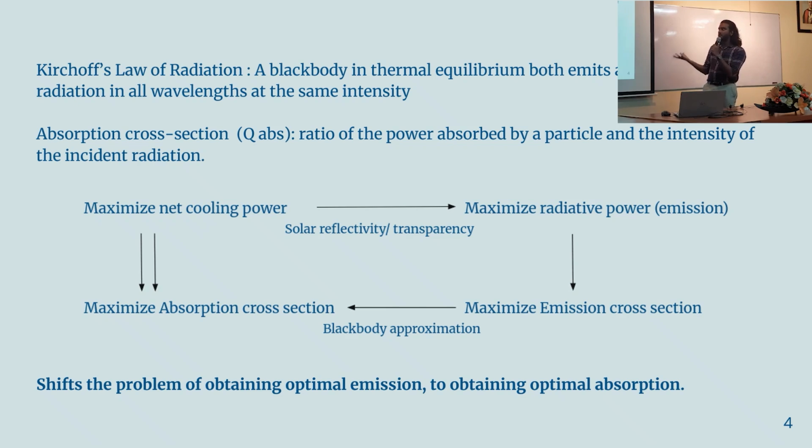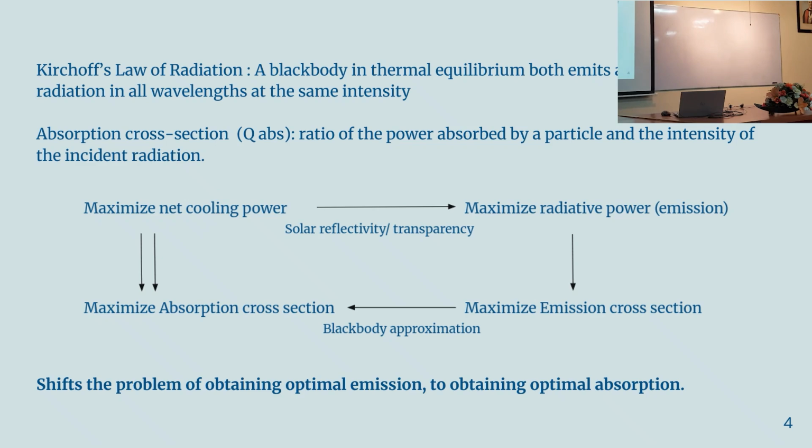And I quantify this emission or absorption using what is called the absorption cross section. It's defined as the power of radiation that it absorbs relative to the intensity of the incoming radiation. So this is a flow chart of the arguments that I made in my study to achieve my goal. The goal is to maximize the absorption cross-section of a material. And this is what we exactly need.